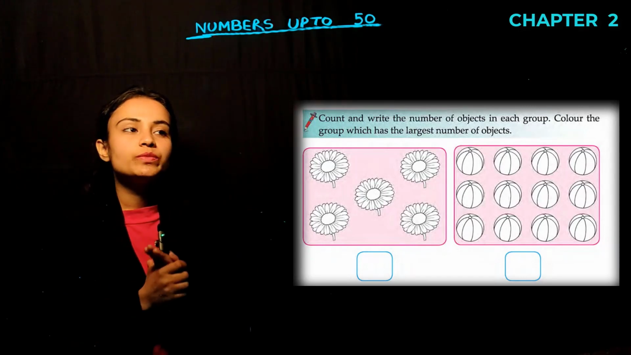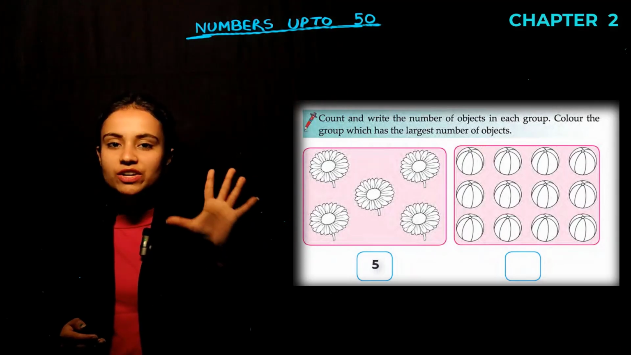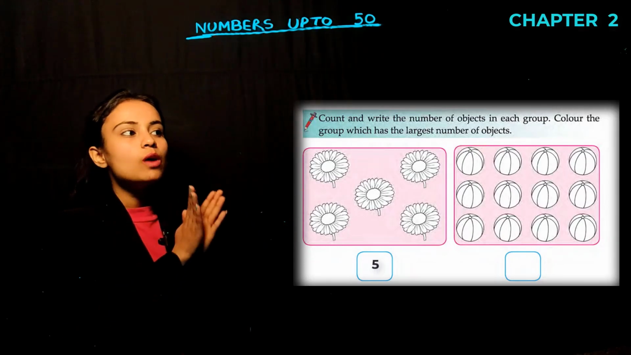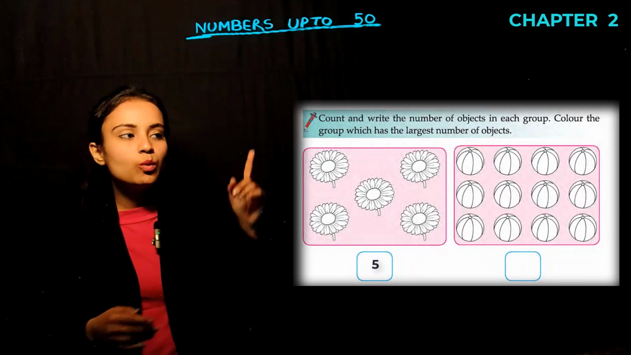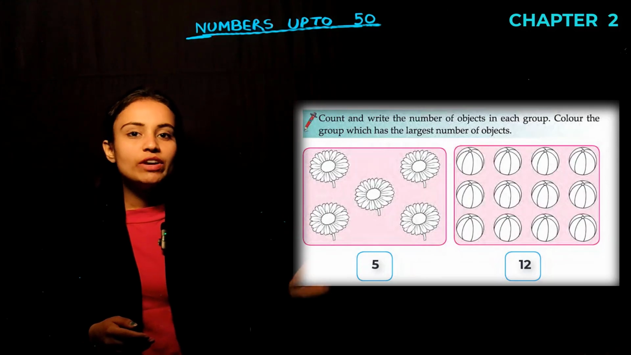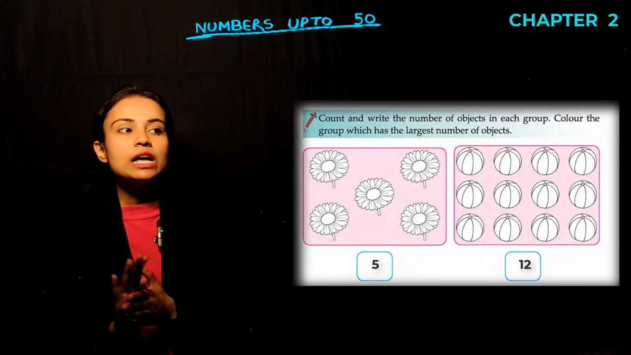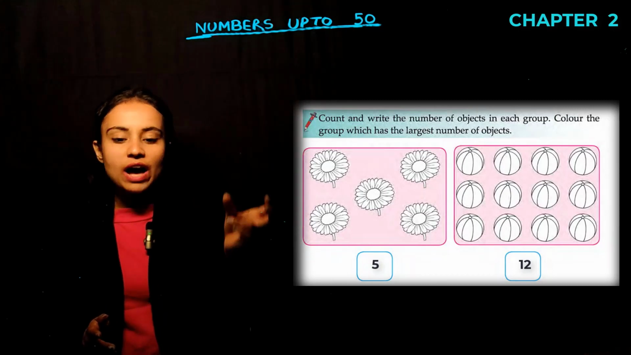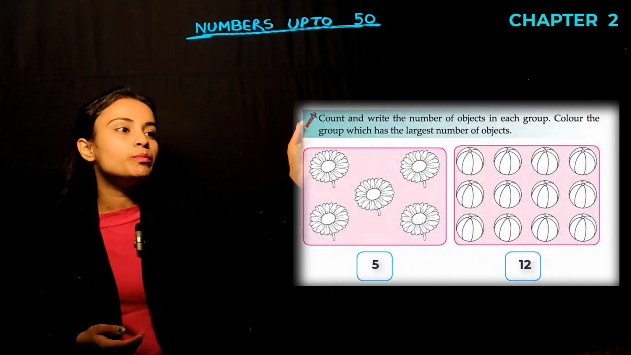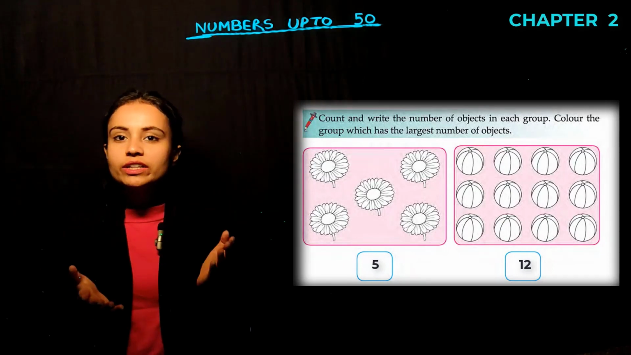Let's count the flowers first. 1, 2, 3, 4, 5. So we have 5 flowers. Now let's count the number of balls. 1, 2, 3, 4, 5, 6, 7, 8, 9, 10, 11, 12. We have 12 balls here. So we'll write 12 below them. Since 12 is greater than 5, we'll color the balls. You can color them colorful or with your favorite color.